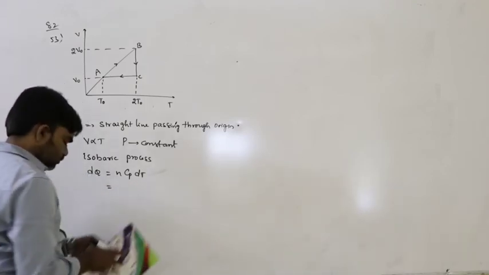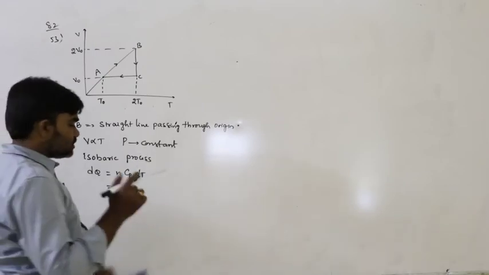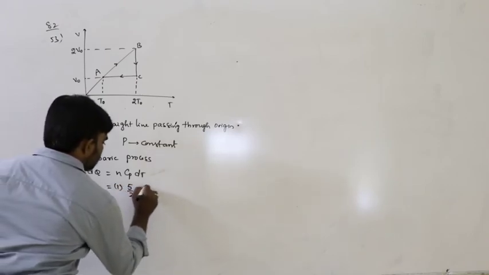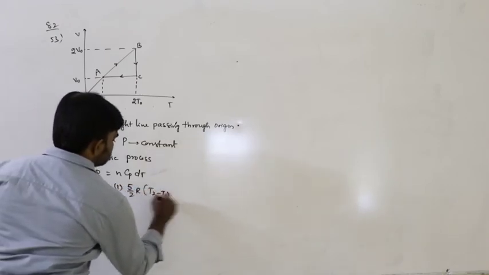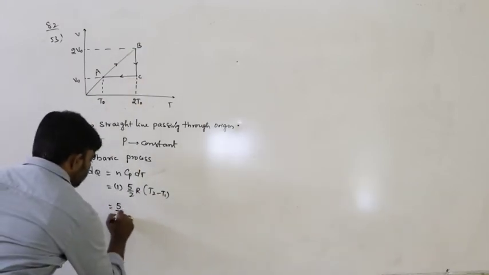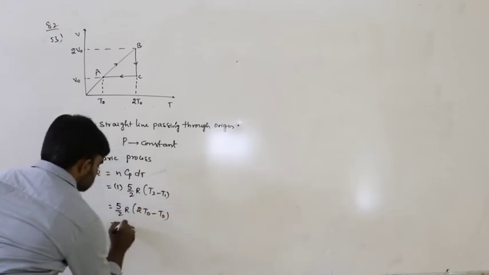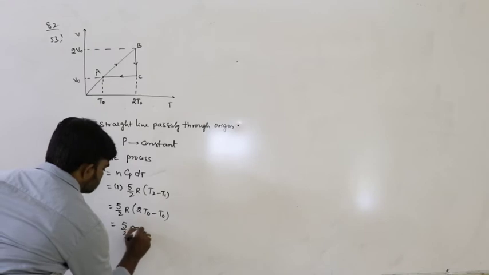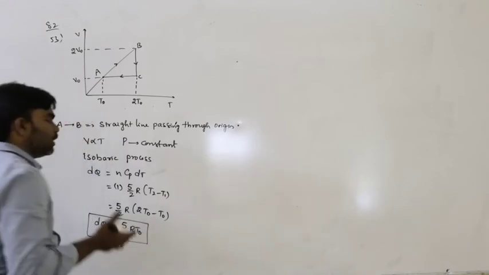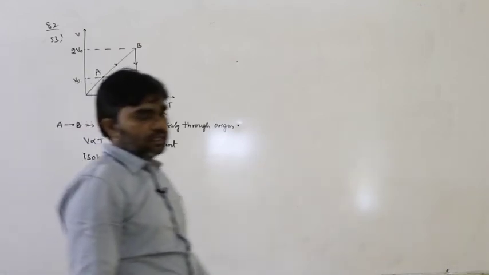So what is the number of moles here? An ideal monoatomic gas, that means number of moles is 1. Cp for monoatomic gas is 5 by 2 R, into T2 minus T1, that means final temperature minus initial temperature. So that is 5 by 2 R into 2 T naught minus T naught, so 5 by 2 R T naught. So that is dQ, heat absorbed by the system from A to B, 5 by 2 R T naught.